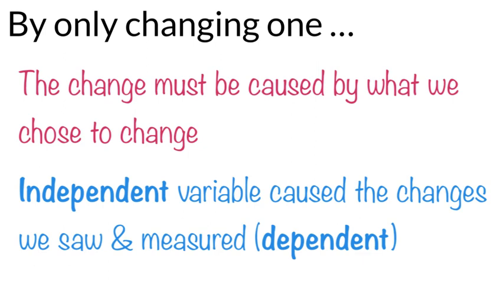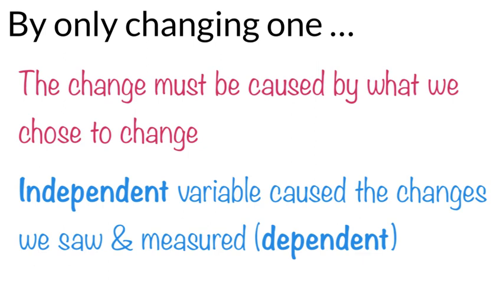All right, this is important. This is what I said to you about fair testing. The change must be caused by what we chose to change. In other words, I changed the height I dropped a ball from, and that changed the force on the ground. Okay, that's good if that was the only thing I changed. If I change multiple things, that is not going to help my decision making and not make my results very reliable.